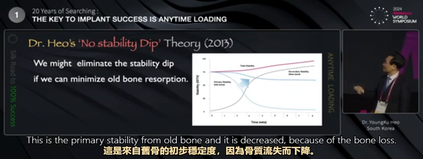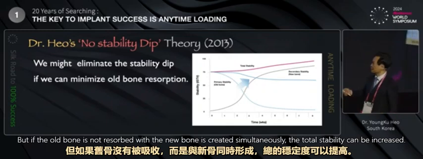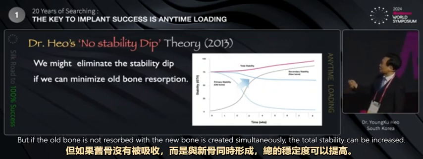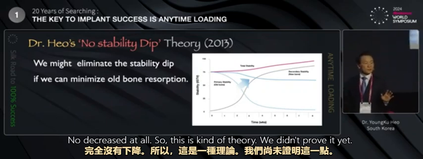This is the old bone like this. It's decreased because of the bone loss. But if the old bone is not resorbed, then the new bone is created, the total stability will be increased, no decrease at all.